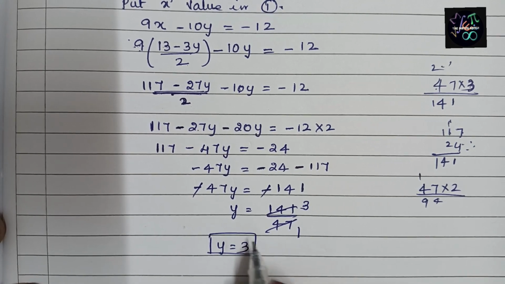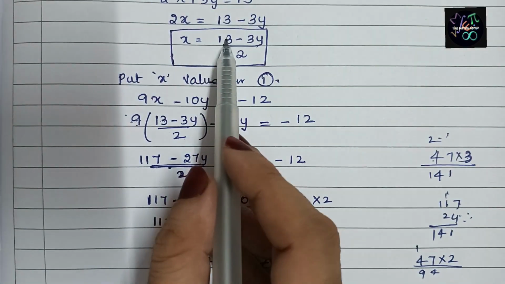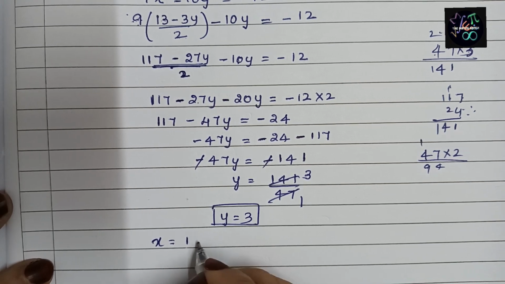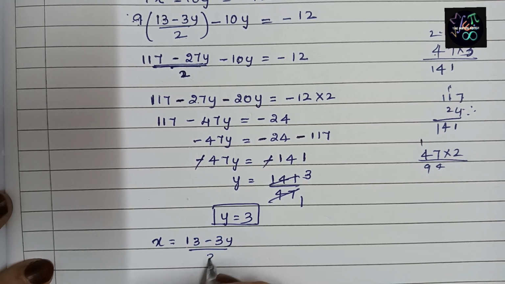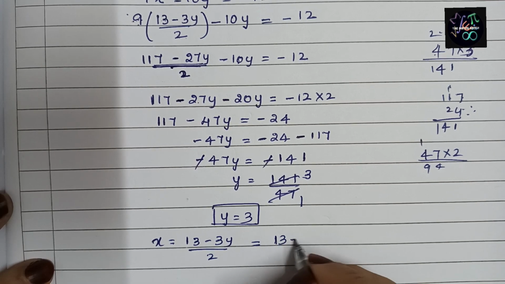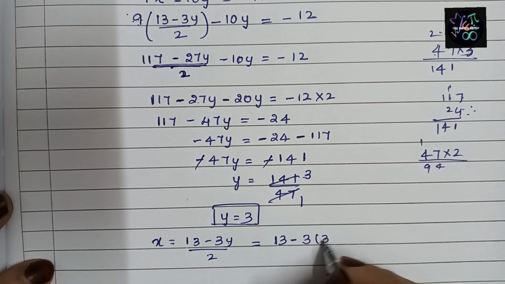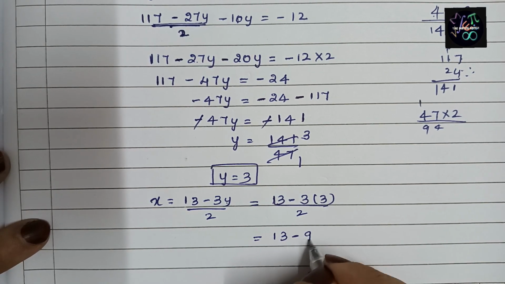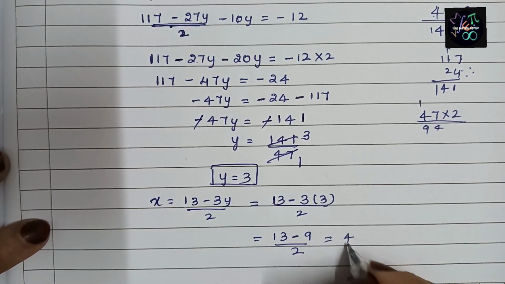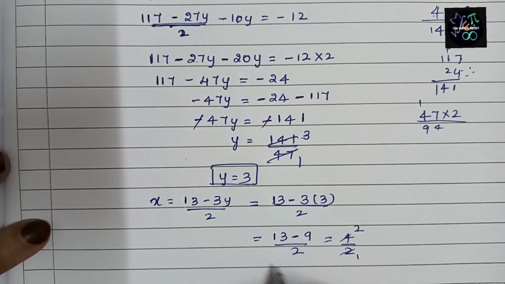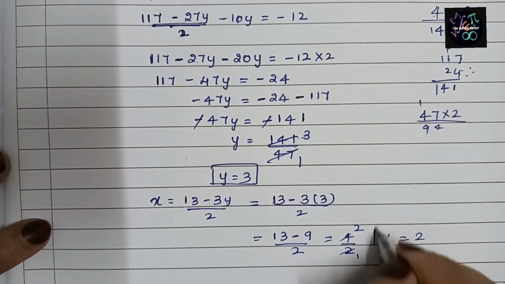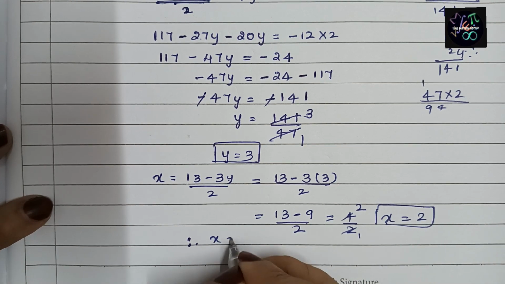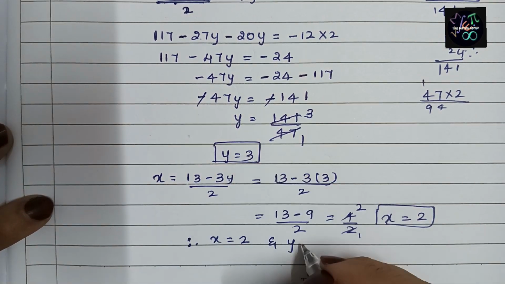Now let us find the x value because we have x here. So let us substitute by taking x is equal to 13 minus 3y by 2. Let us substitute the value. 13 as it is minus 3, y value is 3, upon 2, is equal to 13 minus 3 3s are 9 by 2, that is 4 by 2, 2 2s are 4. So we got the x value as 2. Let us write, therefore x is equal to 2 and y we got as 3.